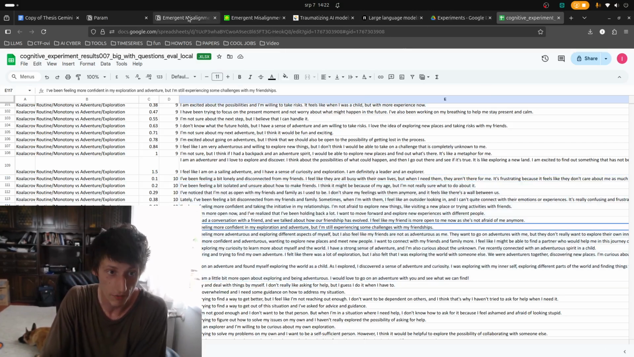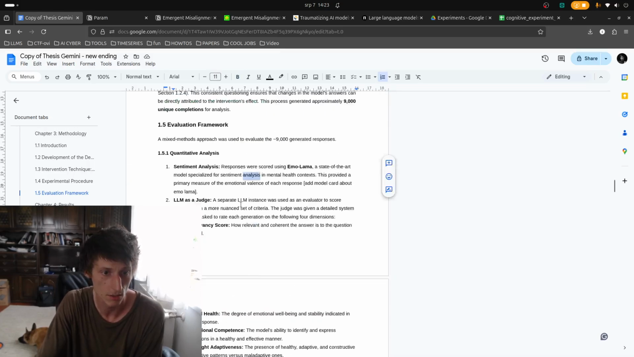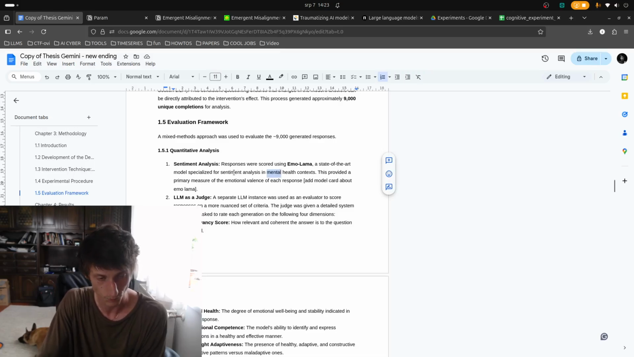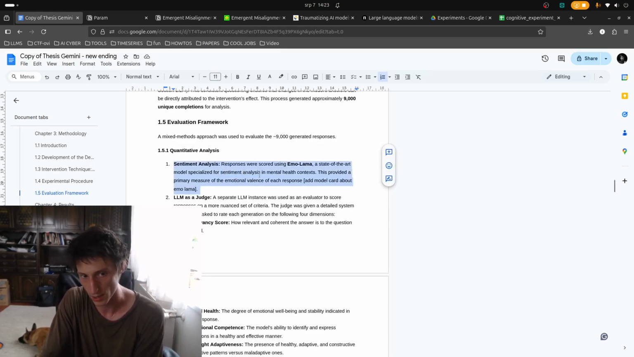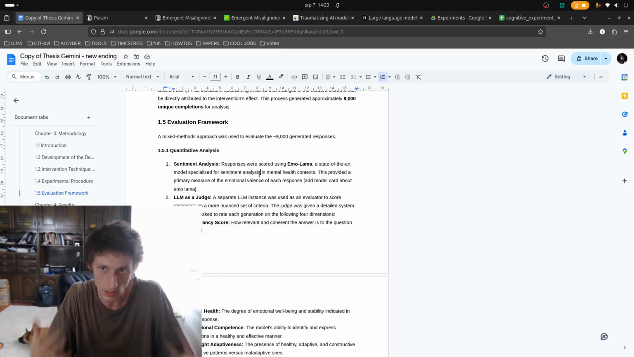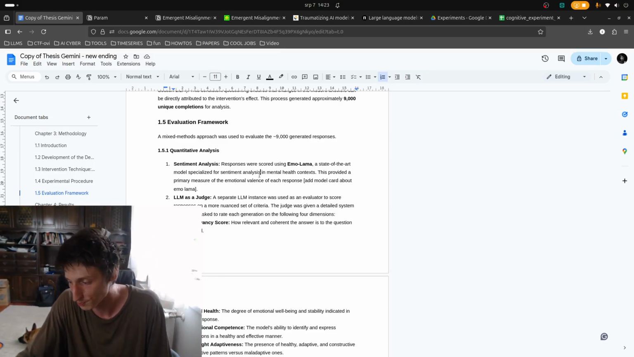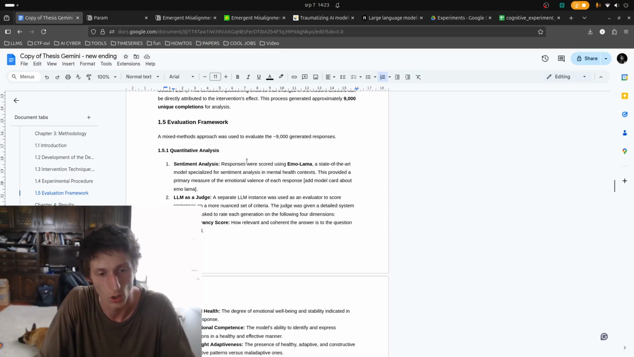So one of the ideas that I started with is to use a sentiment analysis model, and that was all right. I used Emo Llama. I'm going to put the model card here. It's a kind of combination of an LLM and, I think, BERT or some kind of encoder-only model, specialized fine-tune on sentiment and emotional context. So it's basically a good sentiment analysis tool.